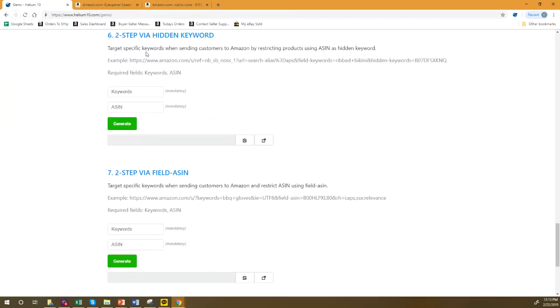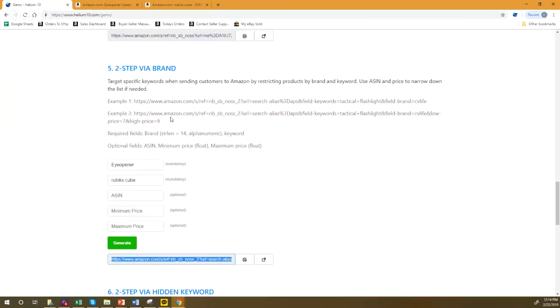There are two more, hidden keyword and field ASIN, very similar in concept. The two that I like using are field ASIN and brand URL. So let me stop the sharing.